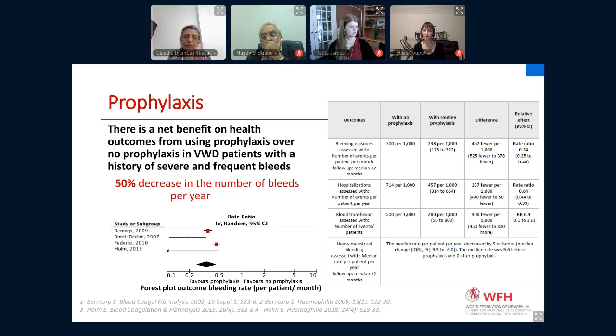If you look at the different publications, we see that there is a nearly 50% decrease in the number of bleeds per year. And if you try to understand whether the different studies are in favor of prophylaxis or not, it's really clear that all the studies are more in favor of prophylaxis. Certainly not for every patient, but for the severe cases of von Willebrand patients.